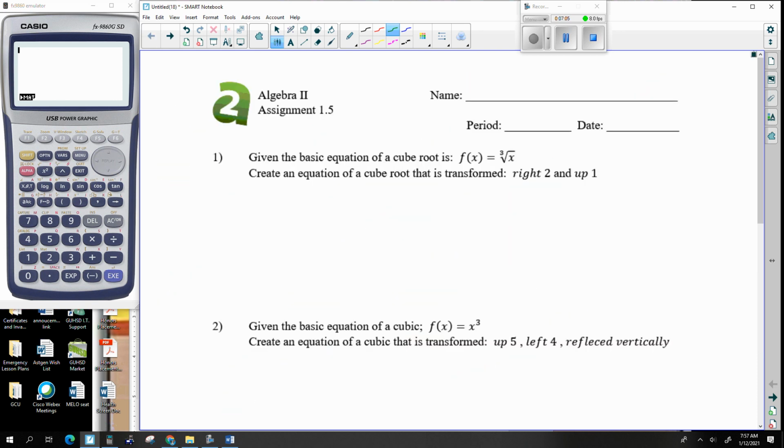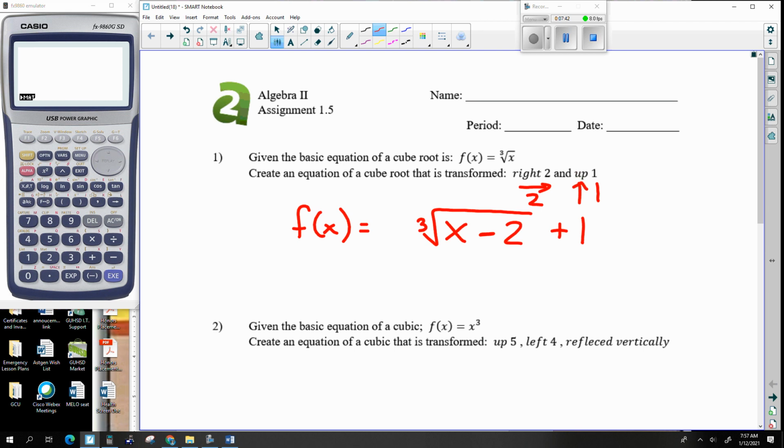All right, so given the basic equation for a cube root, again, that's the cube root of x, create an equation that is right 2 and up 1. All right, so here we go. Think of this kind of like a parenthesis around that x. The right 2 is an x motion, so the x's lie. You would think that would be a plus 2, but that's an x motion, so it has to be a minus 2, because the x is lie. Then up 1 would be an outside plus 1. So that would be right 2, up 1.